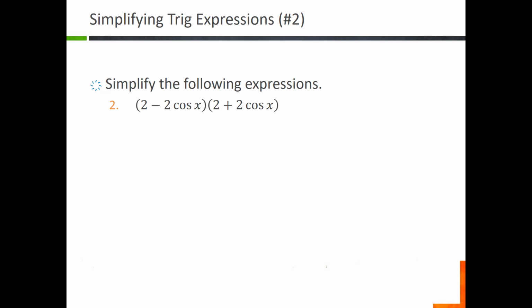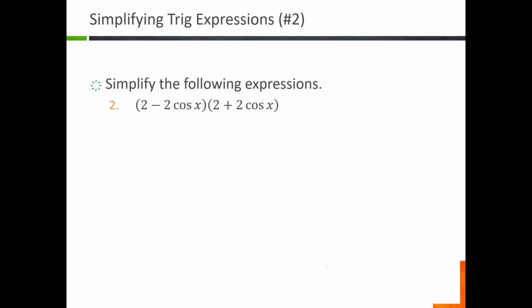All right, let's try another example. So we have the quantity 2 minus 2 cosine x times the quantity 2 plus 2 cosine x. Okay, so again, the process I work through here, to some extent you may be able to do something a little different, maybe not at first, I don't think, but eventually you might be able to do a few different steps. But again, there's often not just one way to go about simplifying it.